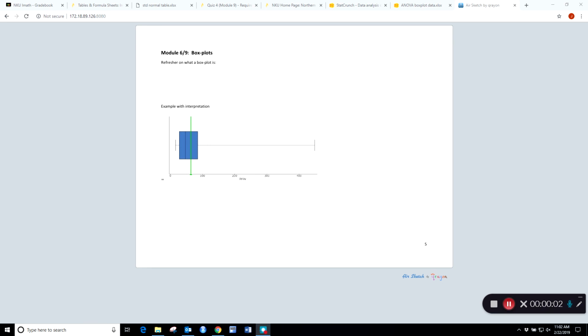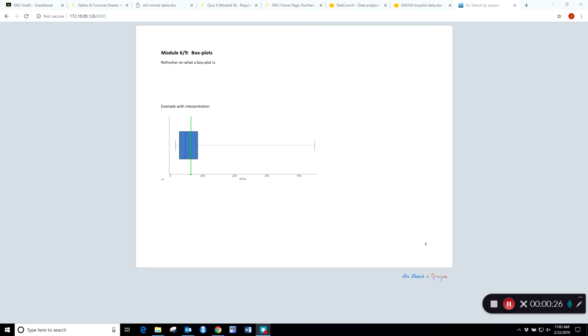Alright, the next video I was asked to look at was Boxplots, and this would correspond to Module 6, which is sort of the first time we introduced Boxplots. And then it was also used a lot in Module 9 when we did analysis of variance, comparing the different groups and understanding why the F statistic was what it was. So, a quick first refresher on what a boxplot is.